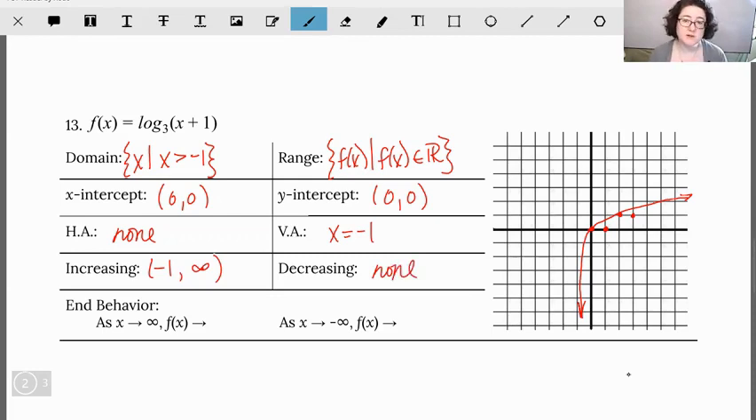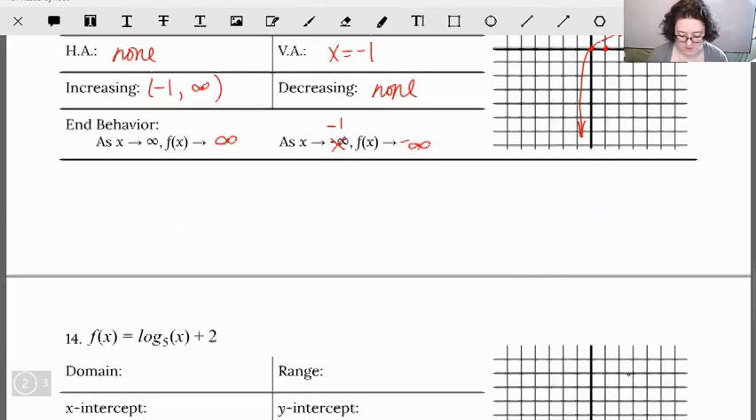And then end behavior as x approaches infinity. So as you're walking to the right on the graph, your y values keep getting bigger and bigger and bigger. But as you walk to the left on the graph, you're actually not going to get to negative infinity. You're going to get to -1. And your y values will keep getting smaller and smaller to go towards negative infinity. Alrighty, next graph. So number 14.